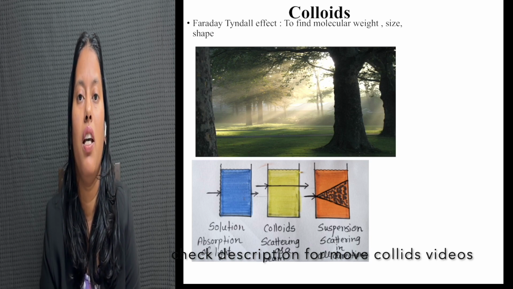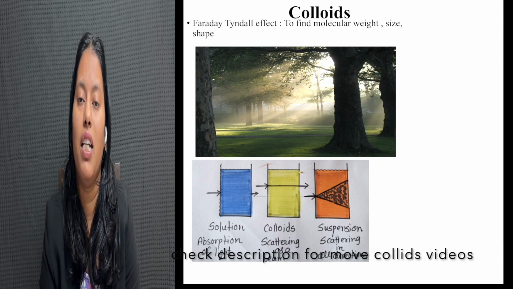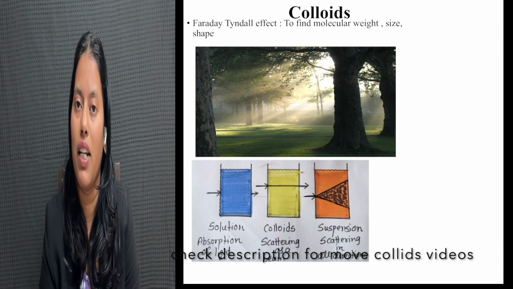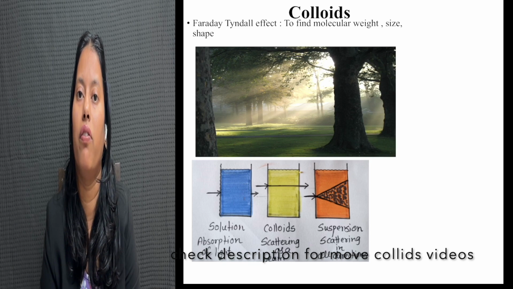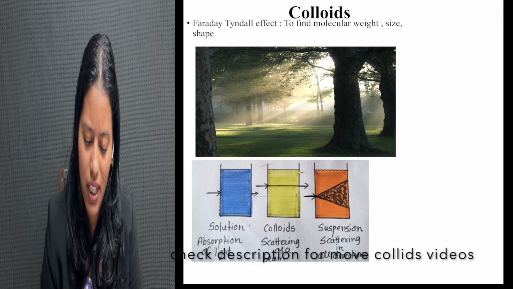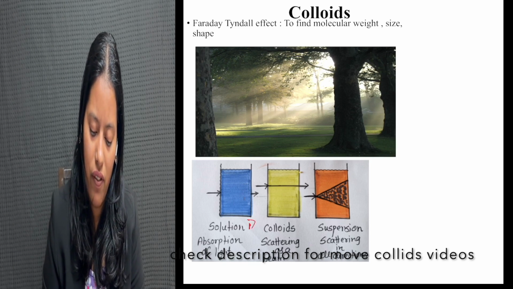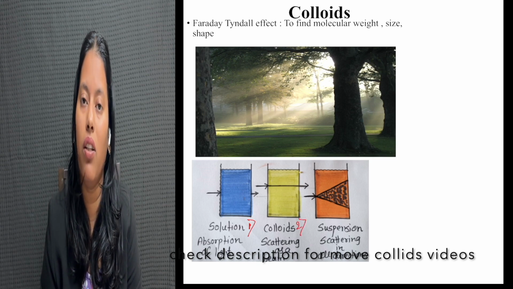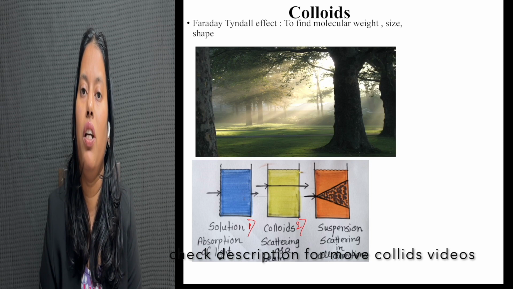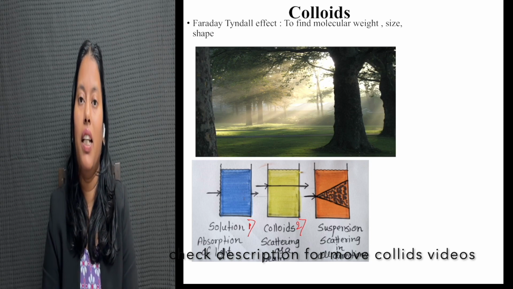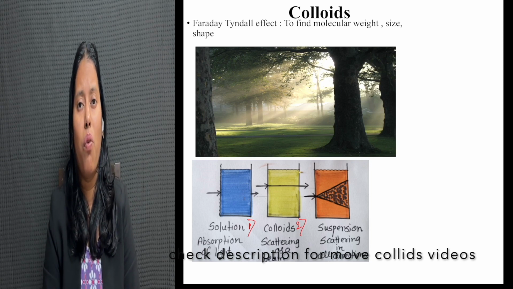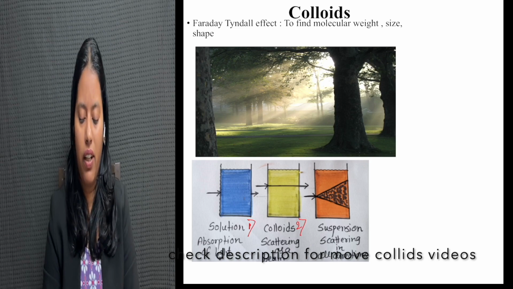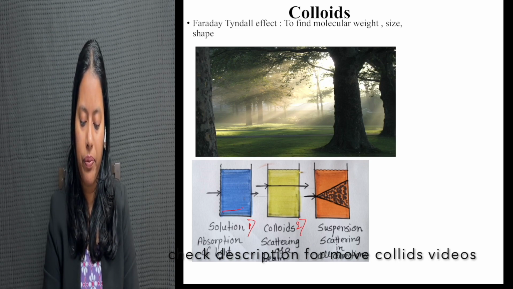This is because the solution contains some particles which scatter the light, and that gives the path of the light. So you can see in this diagram, first is a solution, second is the colloidal system, and third is the suspension system. In solution, the particles are in dissolved form, or very small and fine in size, so they do not scatter the light. That's why there is no path of the light.